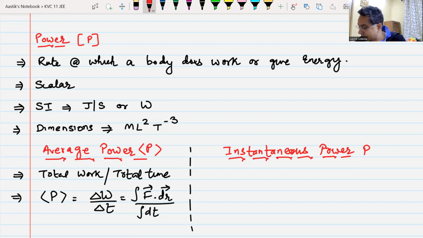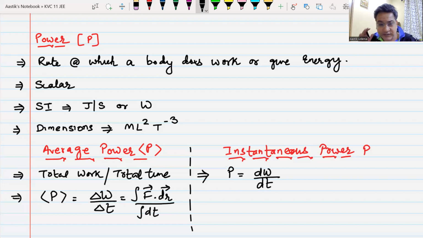dW by dt, sir. It is not omega, it is work. Please don't call it omega. It's work. dW by dt, it is not omega, it is work. You understand? W stands for work. Please remember, W stands for work. Power is dW, small work divided by small time.